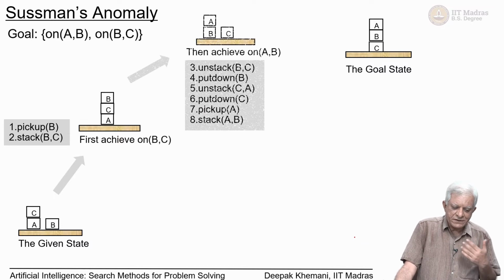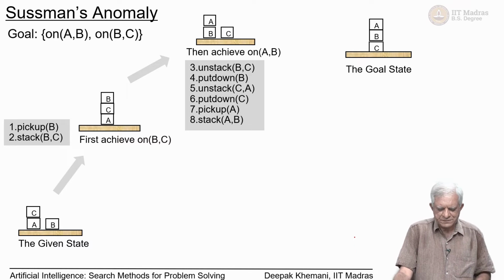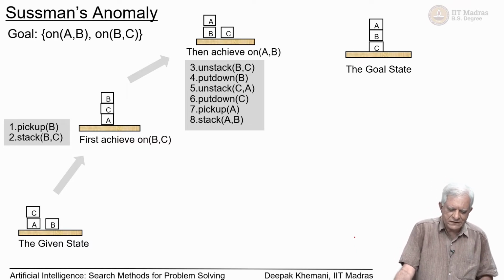Then you attempt to do on AB. That requires more work. You have to first unstack B, put it down on the table, then you have to unstack C from A, put it down on the table, then pick up A and stack it onto B. But that results in the figure on the top where A is on B, but C is on the table. So, that is not the goal that you wanted. So, again you will have to do some extra work to reach the final goal state.